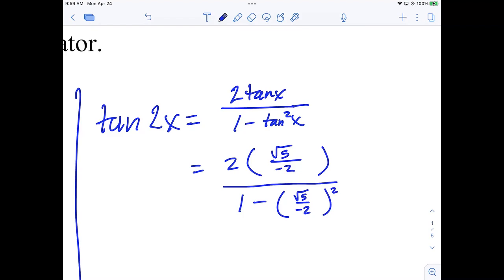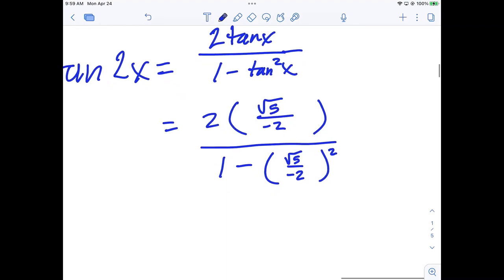At the beginning of the year, you might have been afraid of an expression like that, but now you're excited, right? You're like, ooh, complex fractions and radicals. Let's simplify that. That's going to be negative square root of 5 in the top, and the bottom I get 1 minus 5/4.